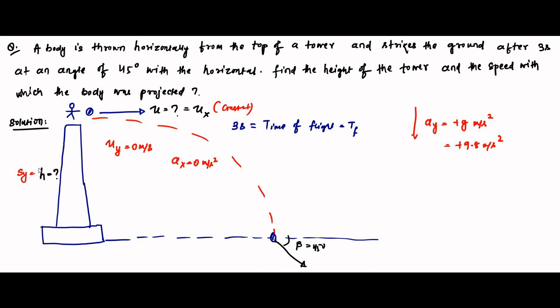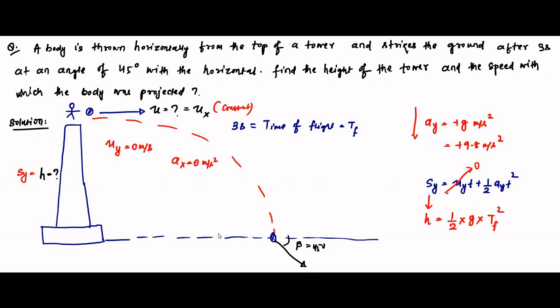So first let us determine the height of the tower. So we'll be using the equation of motion: Sy is equal to uy t plus half ay t square. Okay, uy is 0, we have calculated, so this whole term will become 0. Now we will substitute for Sy to calculate the height of the tower. We'll substitute ay with g and t with time of flight.